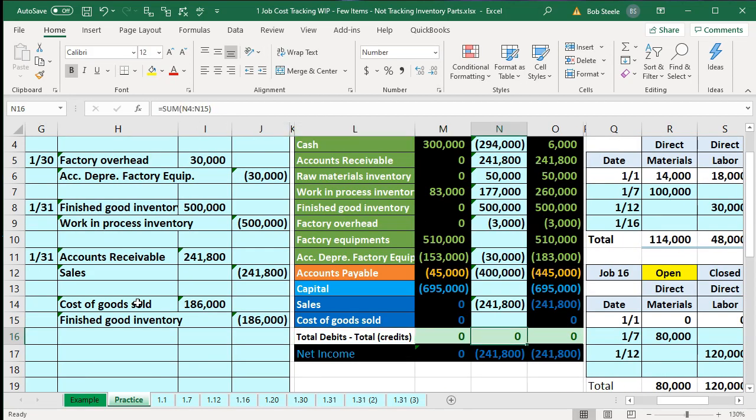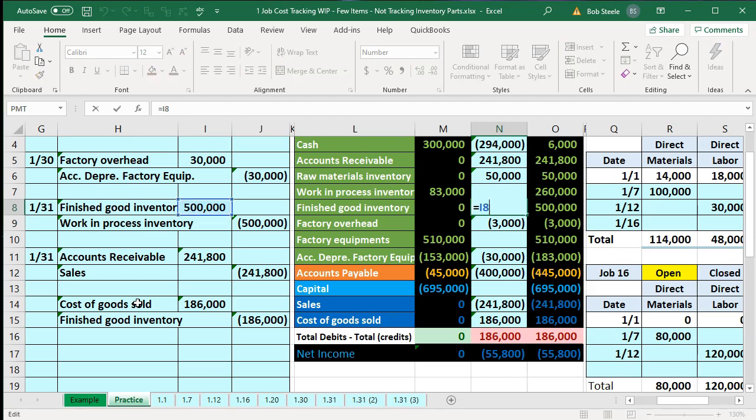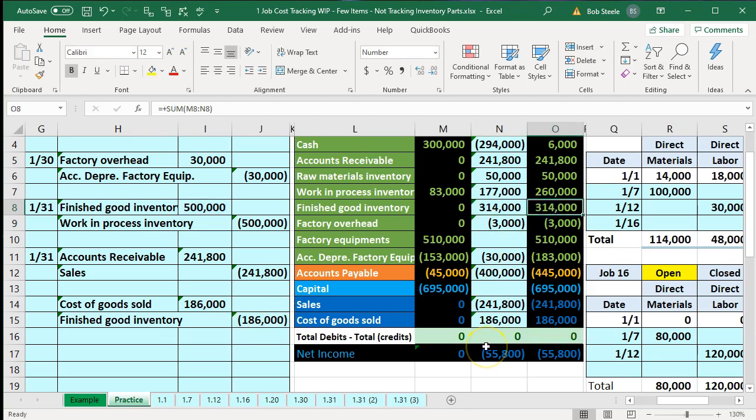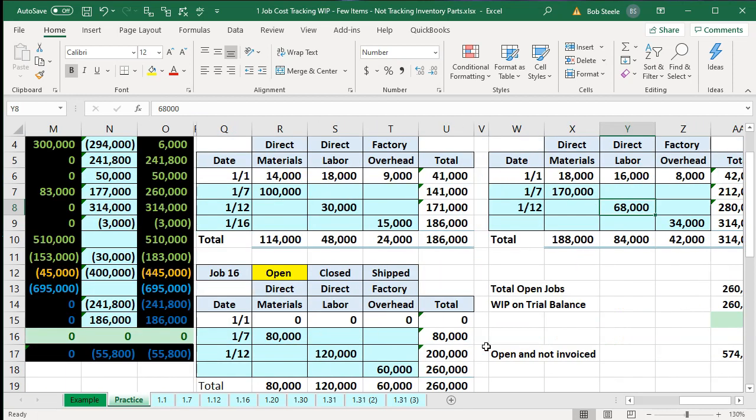So if we post this out, we're going to say we have the cost of goods sold, the 186, and the finished goods is now going to be going down. I'm going to say F2 plus F2. Finished goods is going down to 314,000. So 314,000 in there. We have to then reflect this on our job cost sheet now.